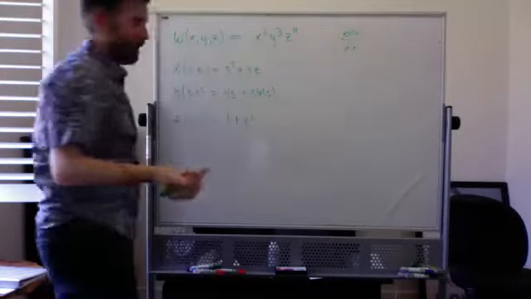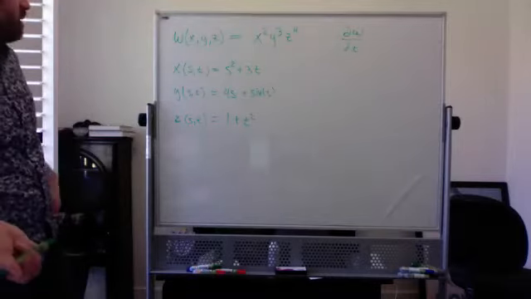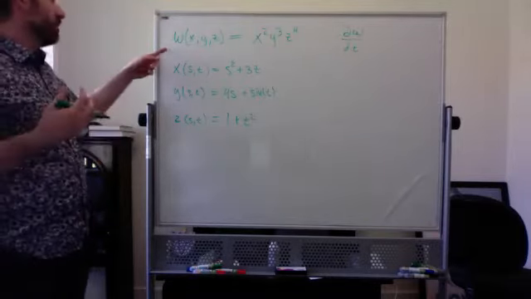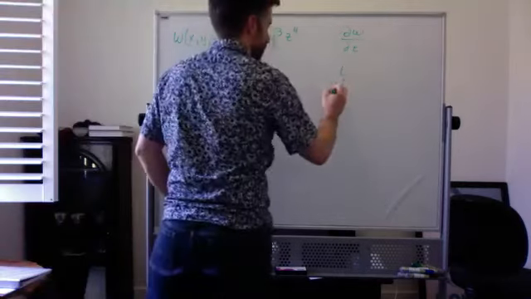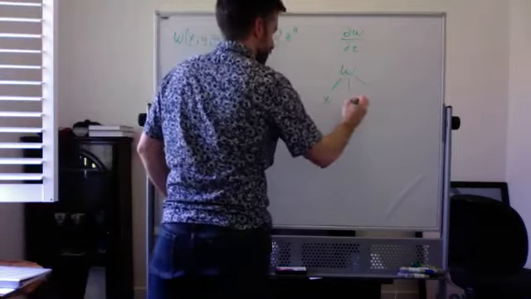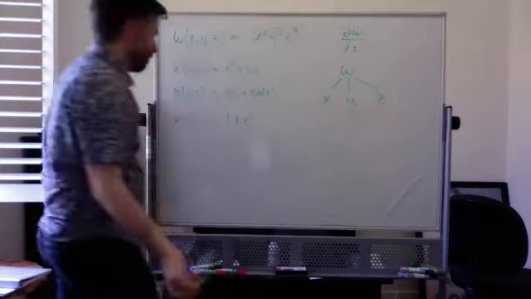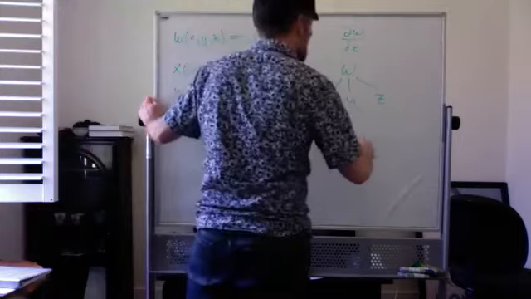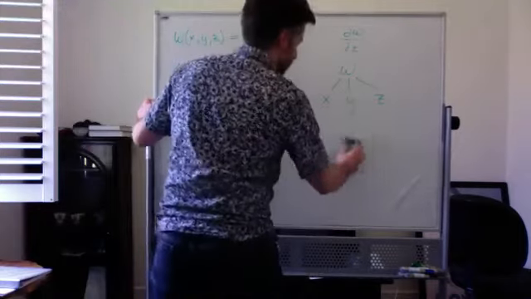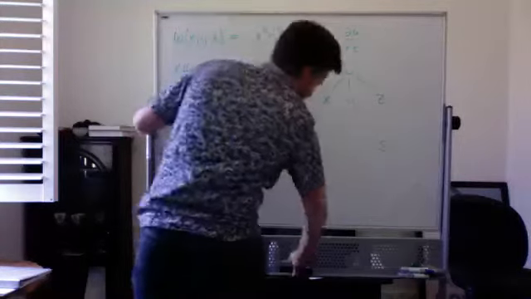And so the way I learned to do this, at least when I was a student, is you kind of go by levels. So w at the first level is a function of x, y, and z. And then x, y, and z are functions of s and t at the next level. Now let's actually write the t, the s over here. Oh sorry, no, I left that the right way.